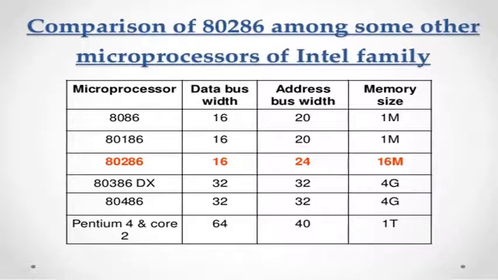The table shows the comparison of 8286 among some other microprocessors of Intel family. The 8086 microprocessor has a data bus of 16, an address bus width of 20 and memory size of 1 MB, whereas 8286 has a data bus width of 16, address bus width of 24 and memory size of 16 MB.